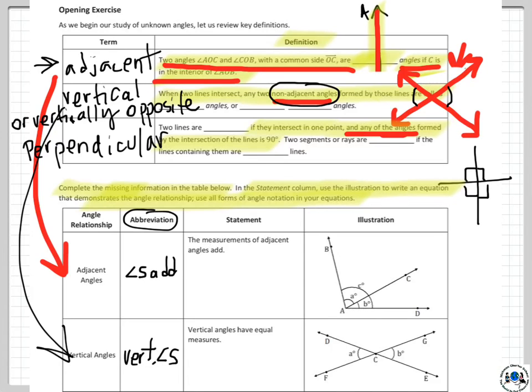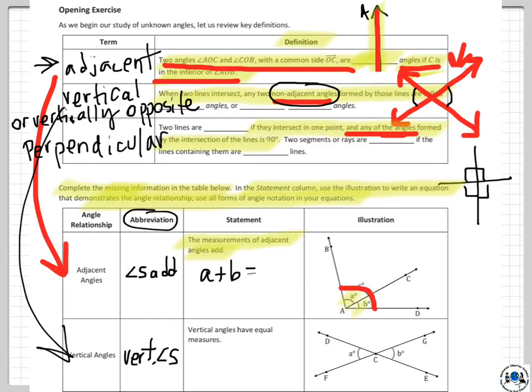So the statement here: the measurements of adjacent angles add. In this case, very simply, if we look over here, we have A and we have B, angle A and B. They together equal angle C. So in terms of adjacent angles, if you add the two adjacent angles together, they equal the larger angle they make together, which makes a lot of sense. So in this case, A plus B equals C.